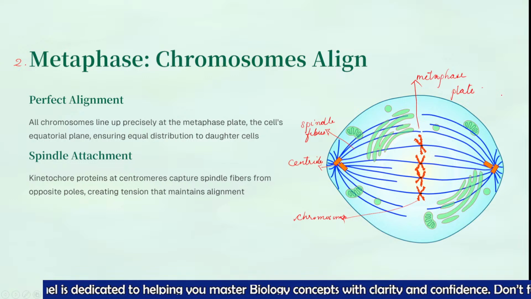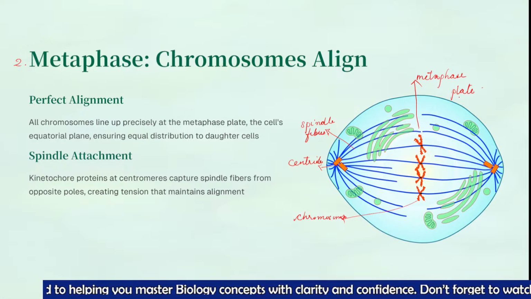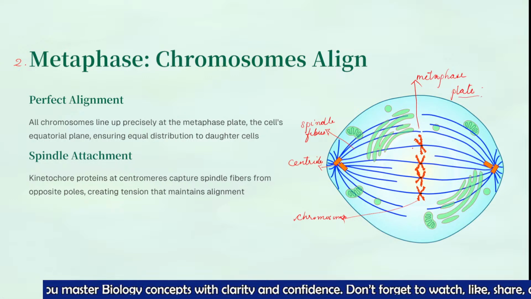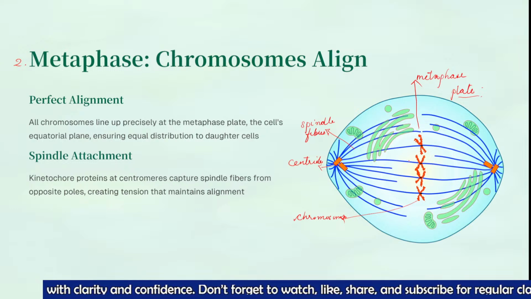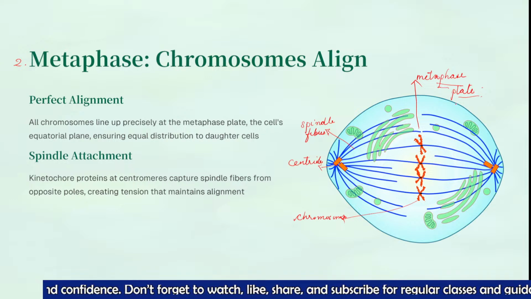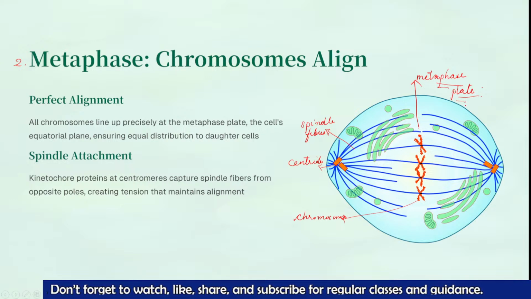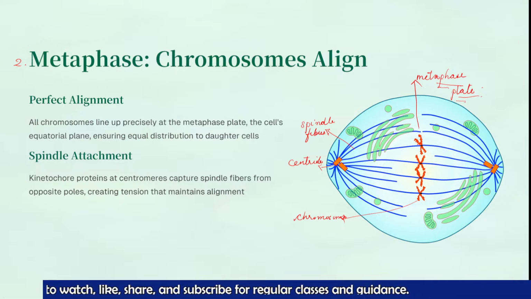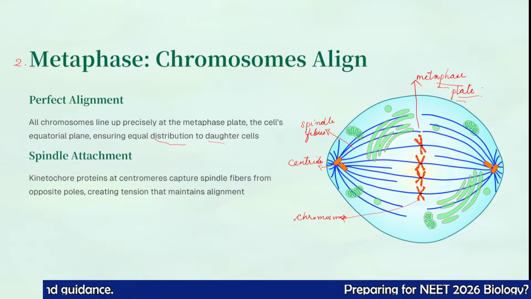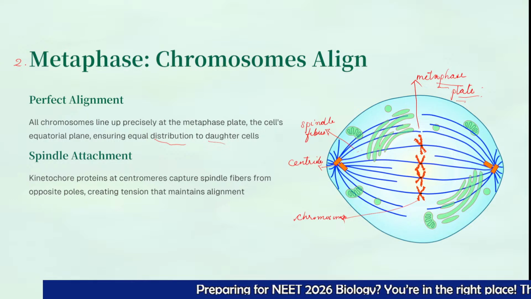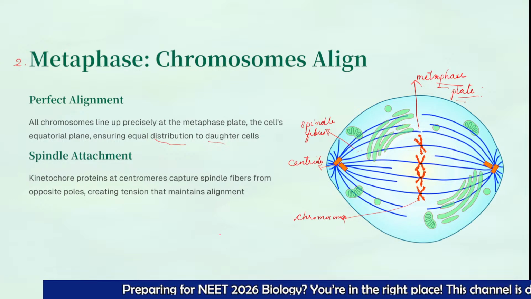Okay, this is a 1-mark question: what is the metaphase plate or equatorial plate? During the metaphase, all the chromosomes are aligned at the equator of the cell, and that forms the metaphase plate. What is the purpose of alignment at the equator? For the equal distribution of the chromosomes to the daughter cells. And then just check here the spindle fibers moving towards the chromosomes.